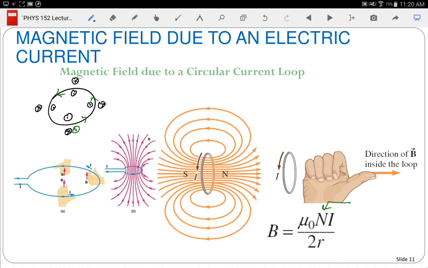So in this picture here, the current is coming down the side toward us, which means going up the side away from us. So I wrap my fingers so it's coming down the side toward you, and my thumb points this direction, saying that's the direction of the magnetic field.